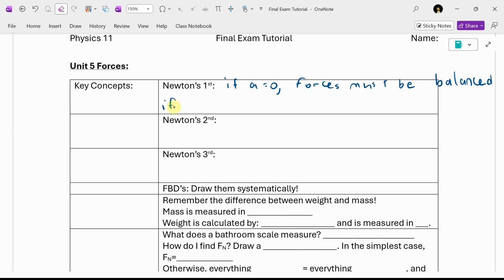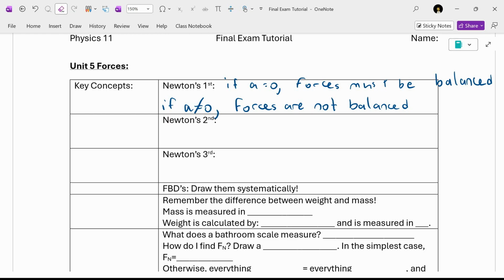So if A does not equal 0, forces are not balanced. In fact, there should be an unbalanced force in the direction that we're accelerating. We used this one to draw our free body diagrams.